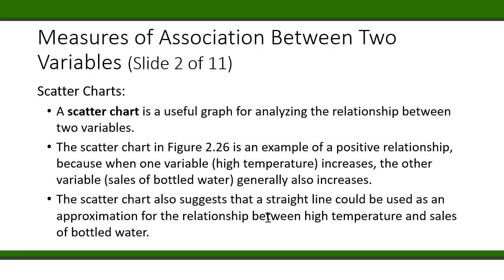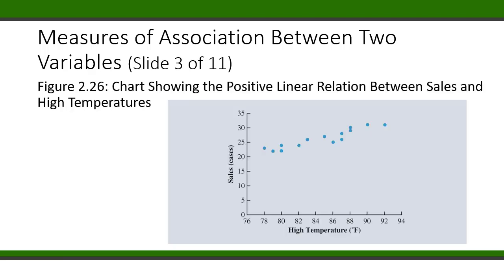And so if we look at what's in the book, we can see that there appears to be a relationship there by just looking at the data. When we see this chart, we also can see that it looks like there is a linear relationship. And so a straight line could be used to approximate that relationship between the temperatures outside and the sales of bottled water. So here's that chart, and you can see we could almost draw a straight line through those points, and that would be a linear regression line.